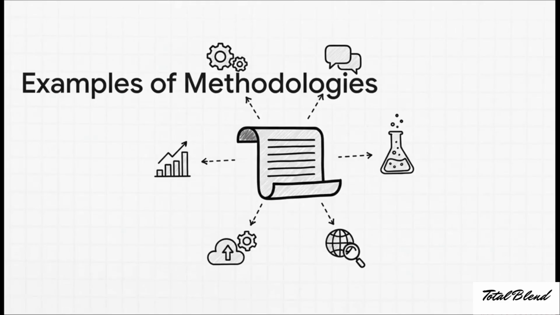Let's make this real with some examples. Methodologies are these high-level strategies. So if you pick qualitative research as your methodology, what you're saying is, my strategy is to explore people's experiences and find the meaning behind them. Or if you choose experimental research, your strategy is to test a cause and effect relationship in a really controlled way. See? These aren't tools, they're entire philosophies of investigation.